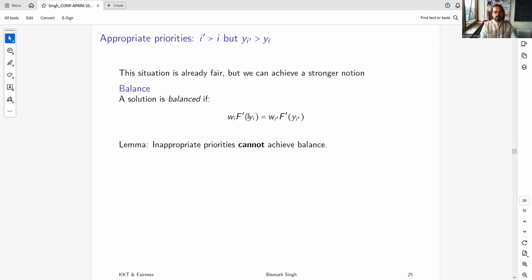So then the first thing we do is to prove a lemma that the case of inappropriate priorities could not achieve this notion of balance. And that is quite simple to see from f being decreasing and strictly convex.